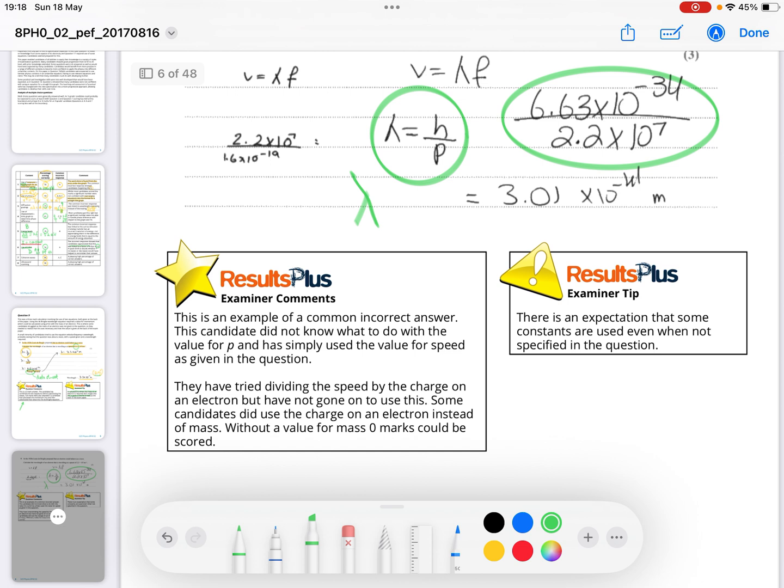It doesn't say how many marks they get, as without a value for mass, 0 marks could be scored. Okay? Because obviously they don't get the mark for working out the momentum, which would get you 1 mark, and then they're not dividing by momentum either, so they don't get any marks.